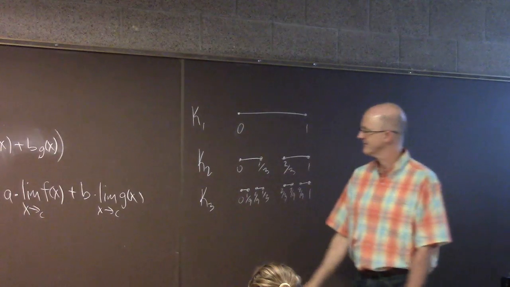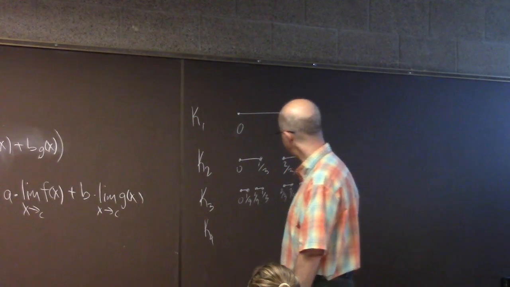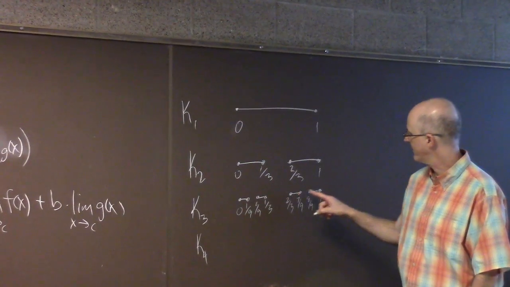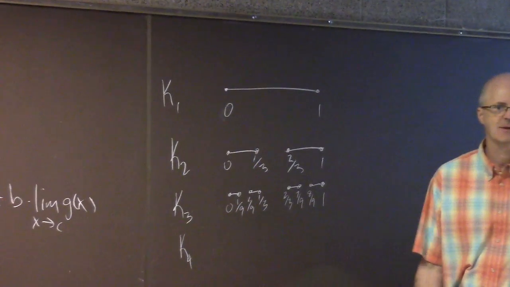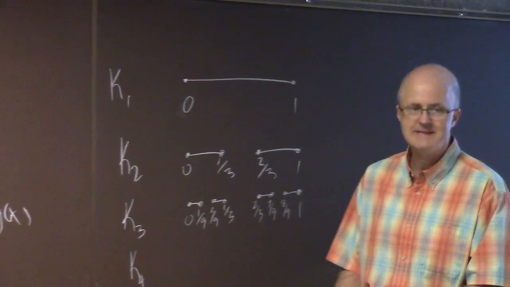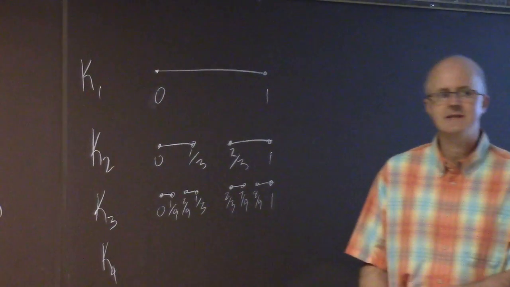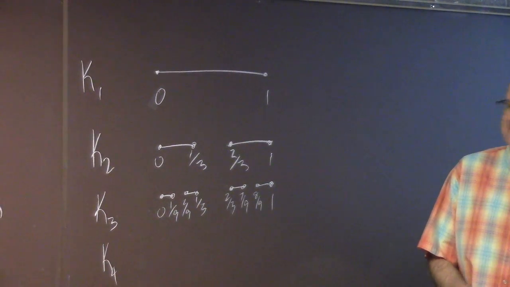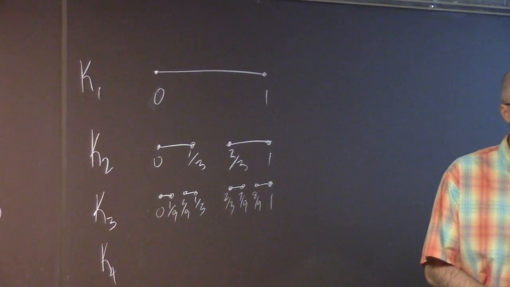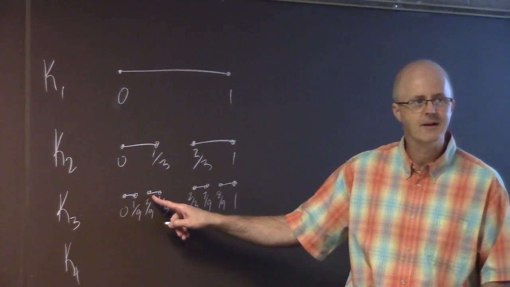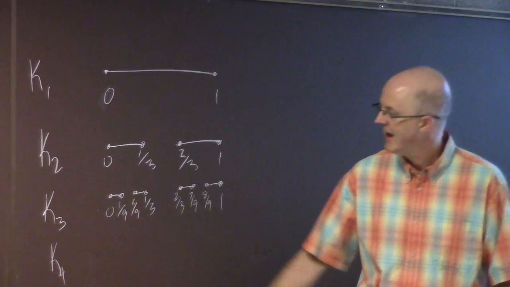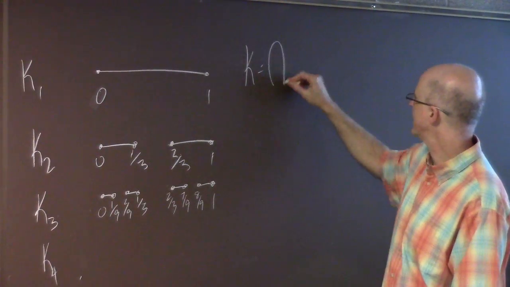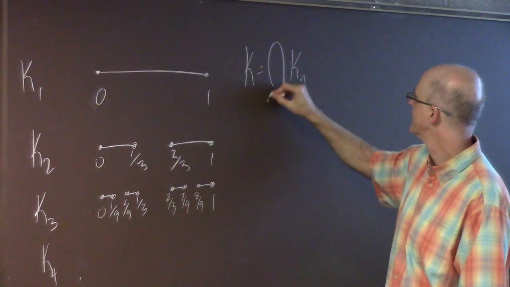And you keep going. K4 would be the union of 8 closed intervals. Take out the open middle third of these, so you get intervals from 0 to 1/27, from 2/27 to 1/9, from 2/9 to, what would it be, 7/27. Should be right about there, etc. You'd have 8 of them. And you keep going. The Cantor set is the intersection of all these sets.